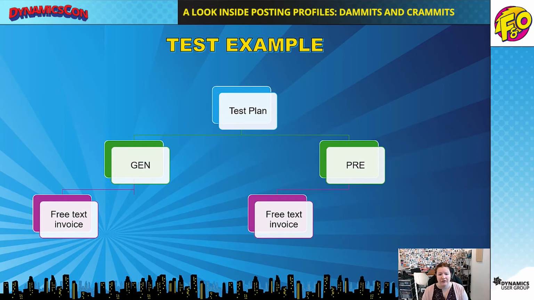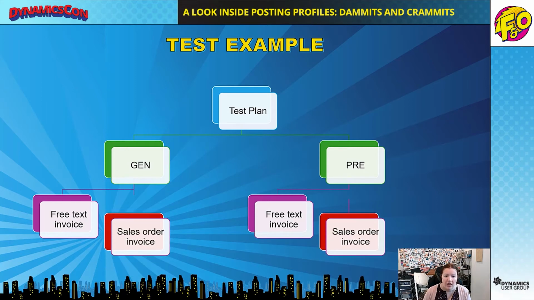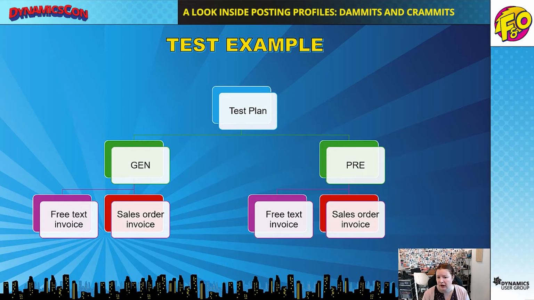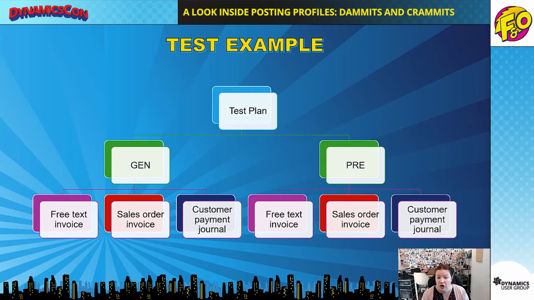First, you're going to want to test a free text invoice for a customer in the employee group with the general profile and the prepayment posting profile. Then you're going to want to test your sales order invoice for a customer in the employee group with the general posting profile, and repeat that process for a prepayment in that same employee group. Lastly, you'll want to test your customer payment journal for a customer in the employee group with the general posting profile, and do it again for your prepayment posting profile.